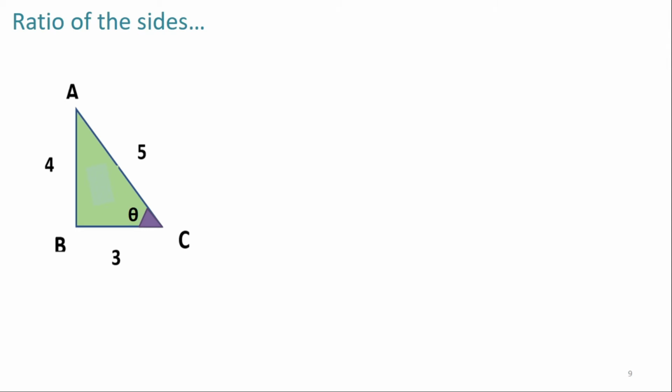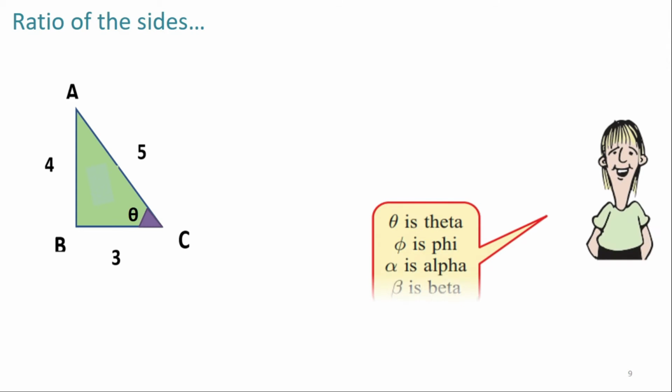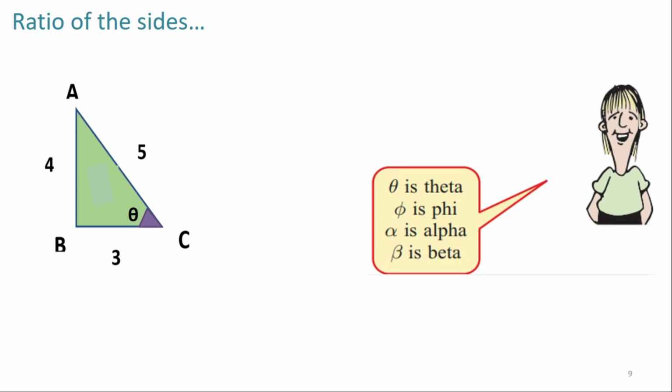Moving on to the ratio of the sides. Ratio means we are taking the fractions. Now again, you have something new. Here the missing angle is labeled as theta. So any unknown angle can be labeled as theta, phi, alpha or beta. Now these are all Greek letters. We have used X, Y, A, B, C for unknown variables. Now for angles, we prefer using the Greek letters. If this is new to you, you can just draw a box and take note of it.